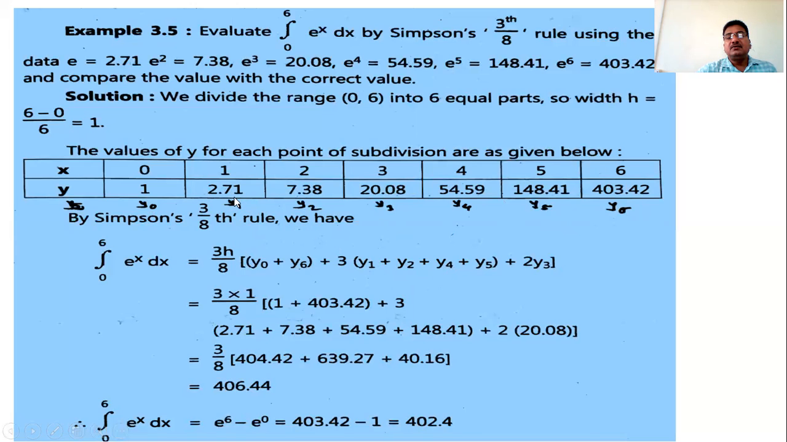So those are y1, y2. y3 is not in this bracket because the suffix of y3 is 3, a multiple of 3. Then y4, y5 are in the bracket, and y6 does not exist in the bracket, it is the last value. And then 2 times what? y3, the only value of y whose suffix is 3 or a multiple of 3, and there is only one, y3. y6 is also a multiple of 3, but y6 is the last value. So except first and last, this bracket 2 into contains only one term, that is y3.